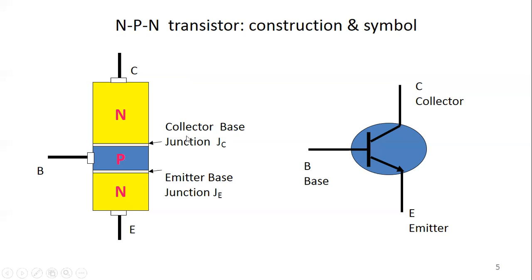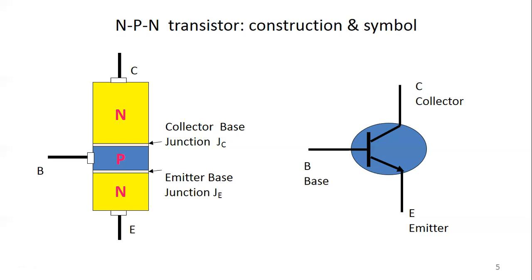Then the base is a region where a smaller amount of charges from the emitter region are going to recombine, while the remaining, most of the charges, have to be collected at this collector region. So charges move from this junction, the emitter-base junction, then to the collector-base junction, and then to this collector.